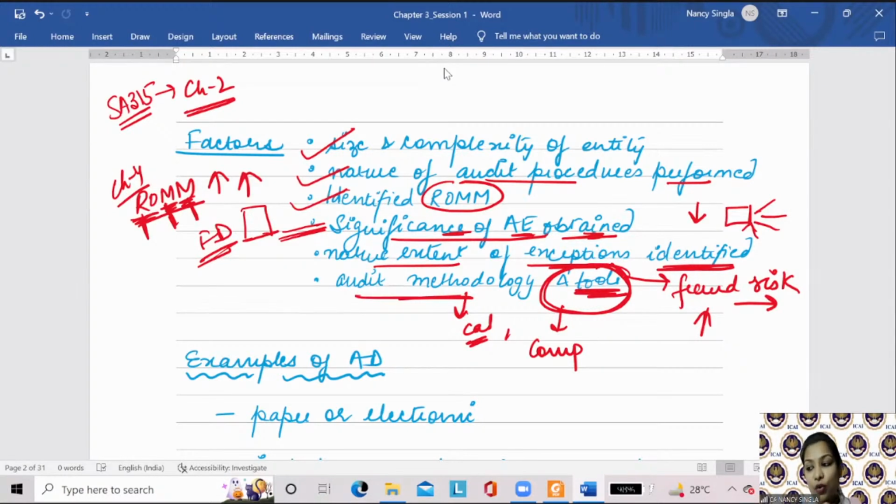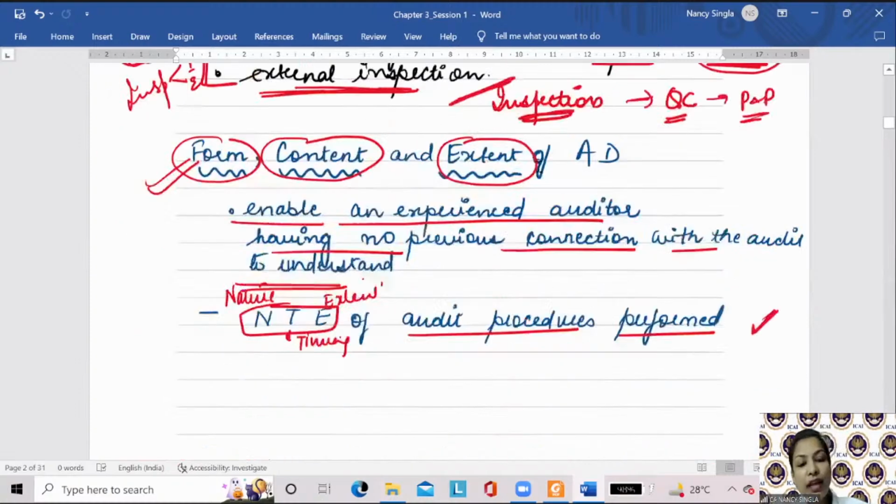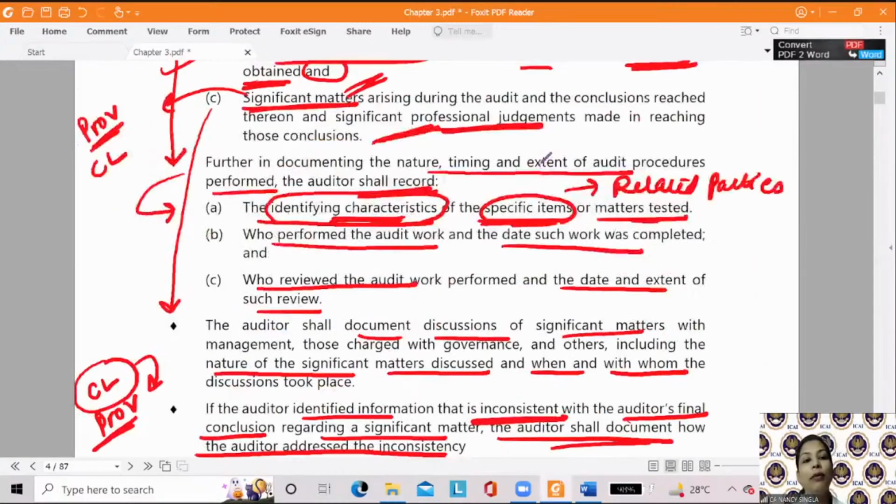And Gaurav, I'll try to repeat this topic in Hindi. As Gaurav is saying, to use Hindi also. So what we have done is what will be the form, content and extent.